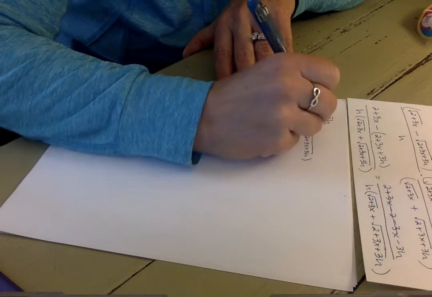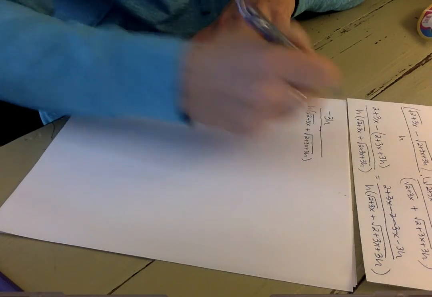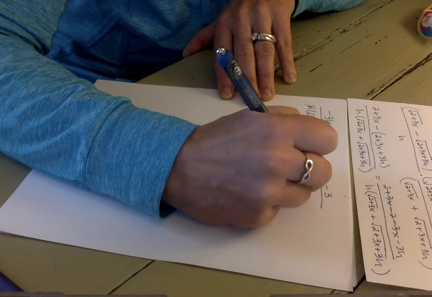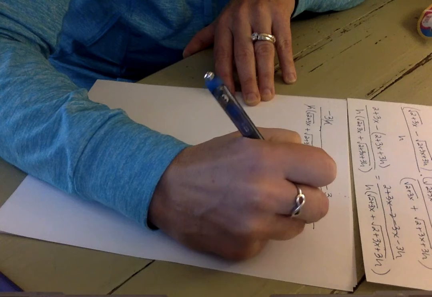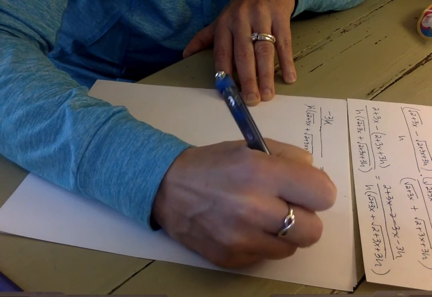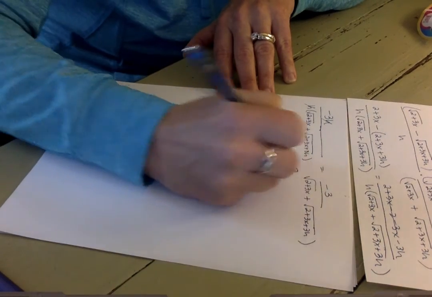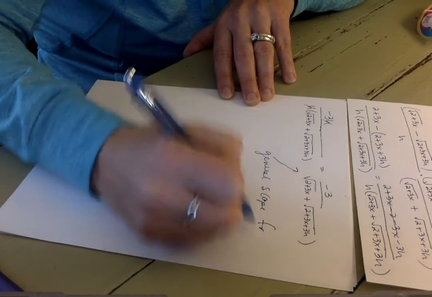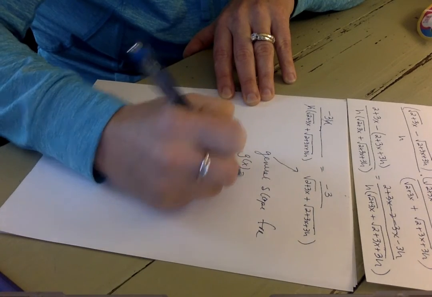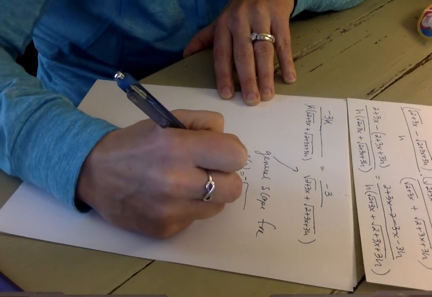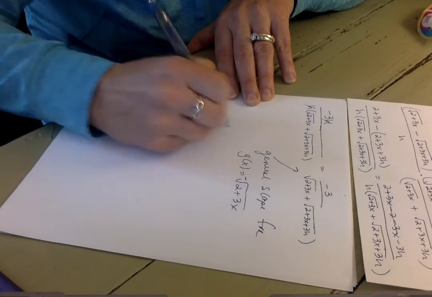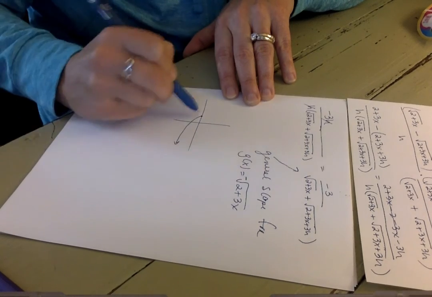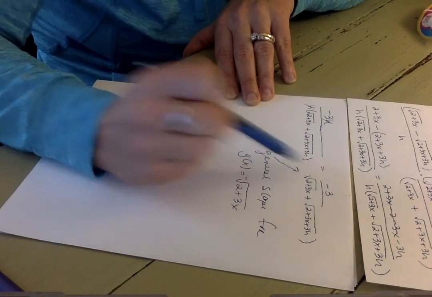And the screen keeps going dark on me. And then cancel out your h's. And now you are left with negative 3 over all that hunka-dunka. So the square root of 2 plus 3x plus the square root of 2 plus 3x plus 3h. Okay? So this is our general slope for g of x is equal to the negative square root of 2 plus 3x. And again, if you look at that, it's going to look like this. And all of our slopes are negative, and that's why this came out to be a negative number.